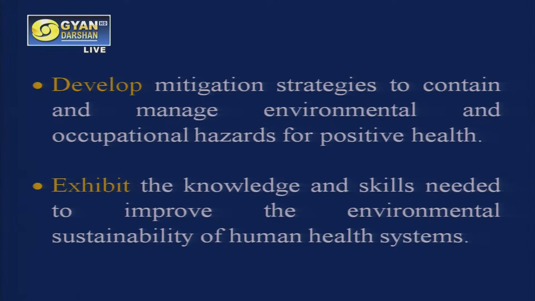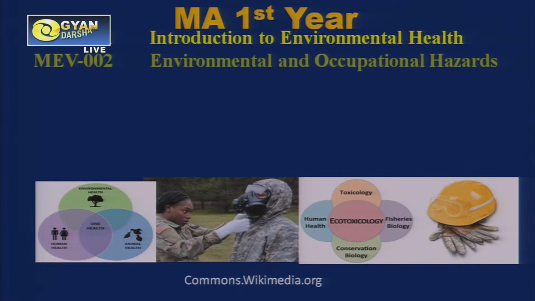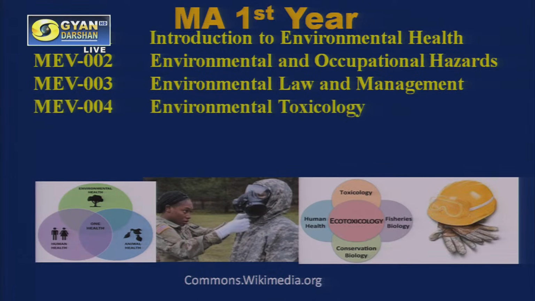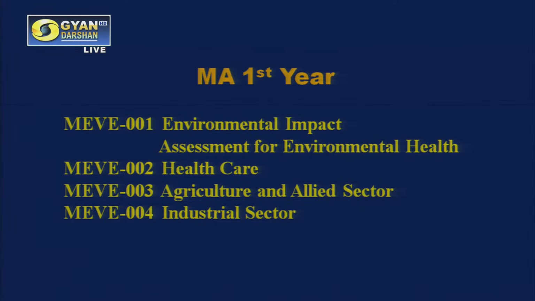First year courses of the MA program include Introduction to Environmental Health, Environmental and Occupational Hazards, Environmental Law and Management, Environmental Toxicology, Occupational Health and Safety Project Work, Environmental Impact Assessment for Environmental Health, healthcare, agriculture and allied sector, industrial sector.